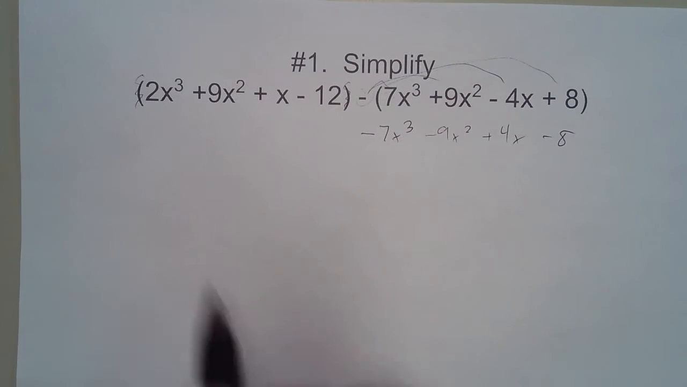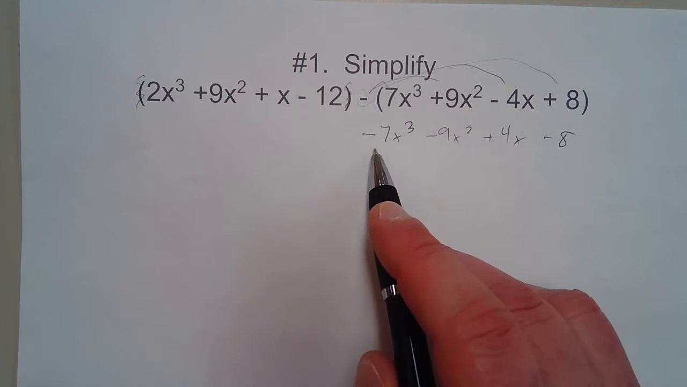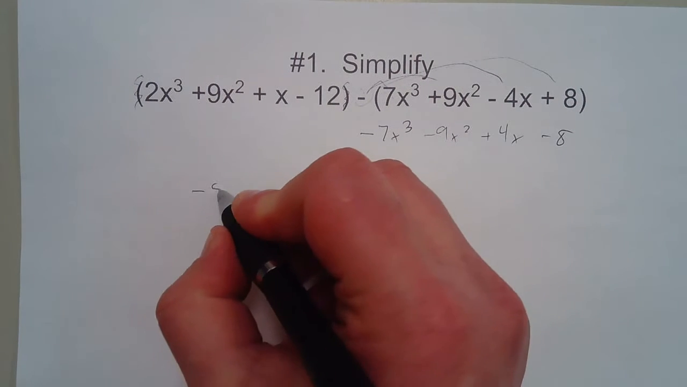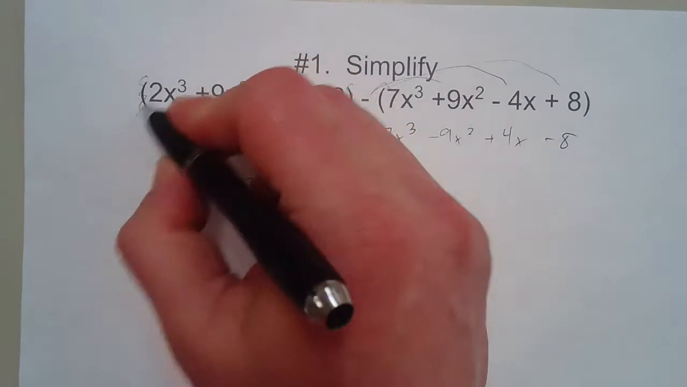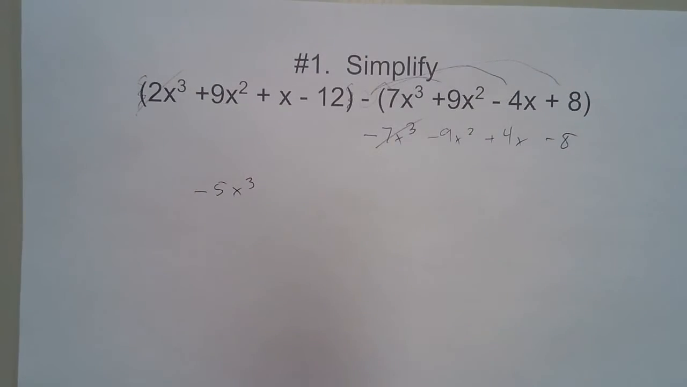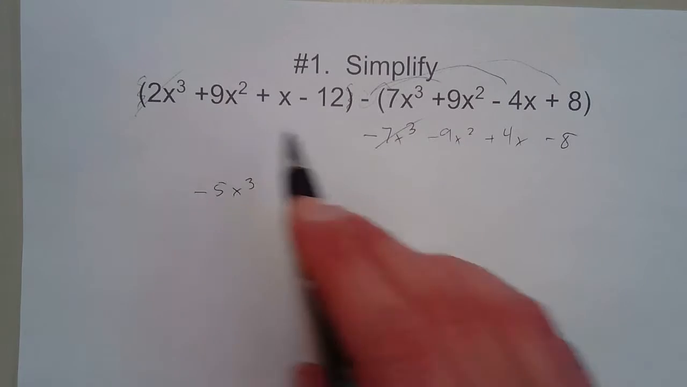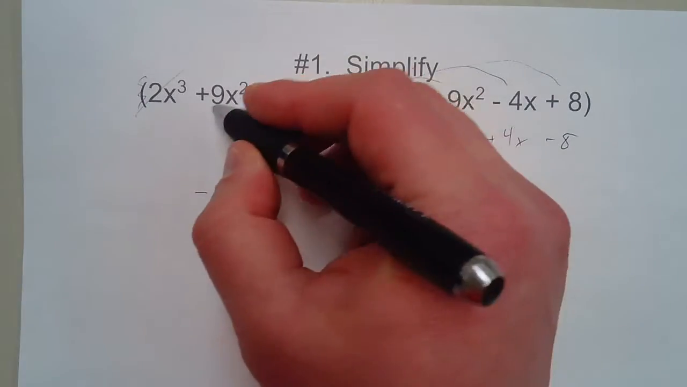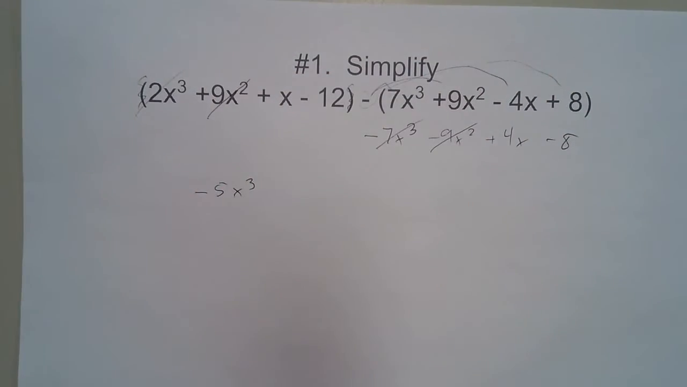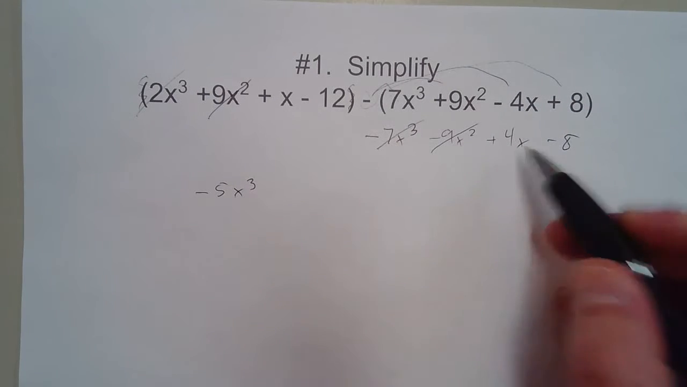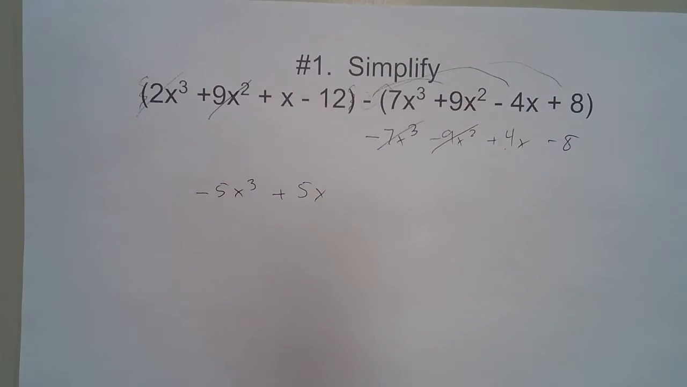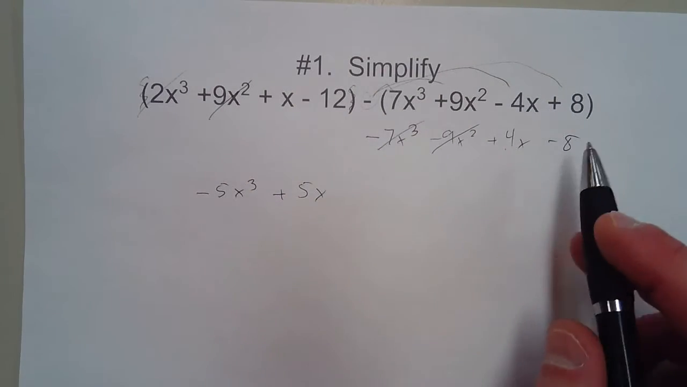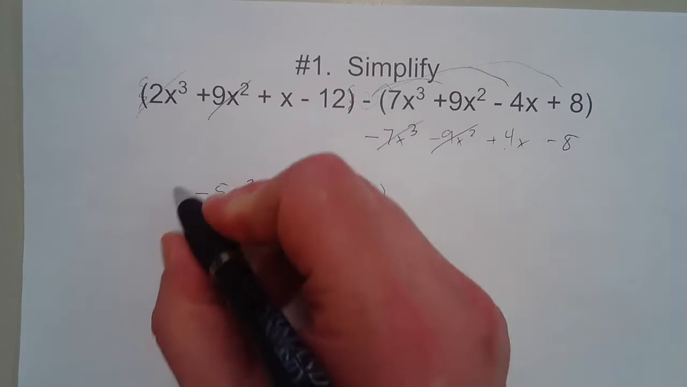So let's do that. We've got a 2x to the third minus a 7x to the third, which is going to be a minus 5x to the third. That's going to be my lead term. I'm just going to cross them off as I go, just to make sure that I'm not missing anything. 9x squared minus a 9x squared completely cancel each other out. Those are opposites, so you won't have an x squared term in this problem. X plus a 4x makes a 5x, because remember, 1x plus 4x makes 5x. And then negative 12 minus 8 makes a minus 20.